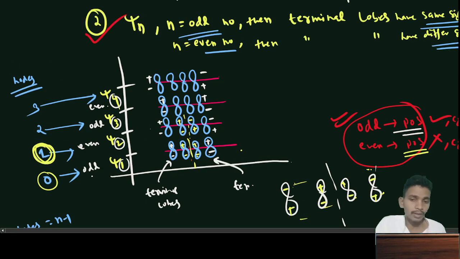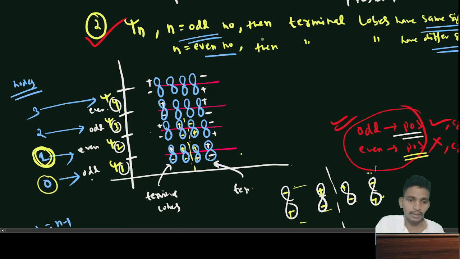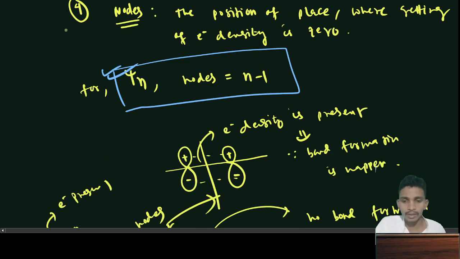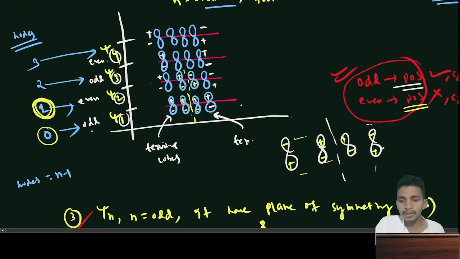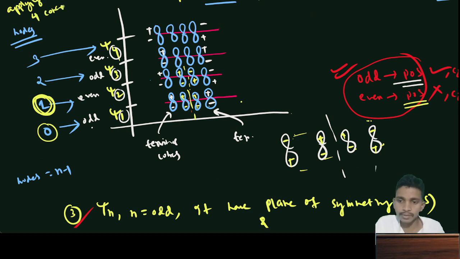So just match all four concepts: the number of carbon atoms, the sides that is the terminal lobes, the number of nodes, and the presence or absence of the plane of symmetry. Applying these four concepts, we have to make these diagrams. So this is positive, now this psi 3 is odd. This is odd, so the plane of symmetry is present. So if this is positive, this is positive.